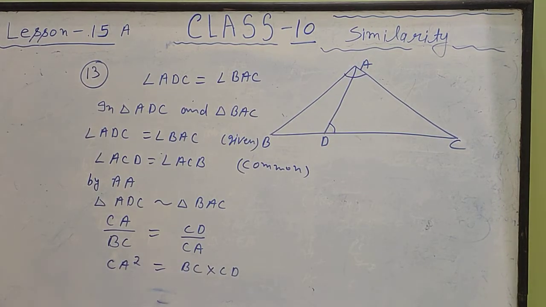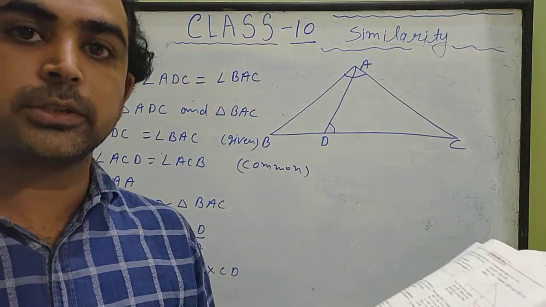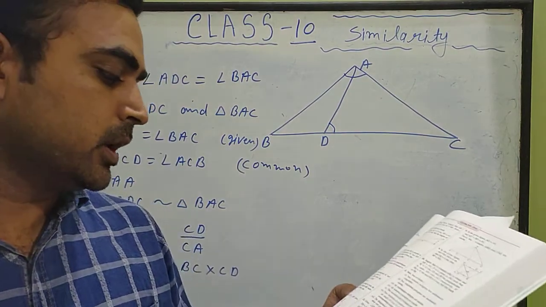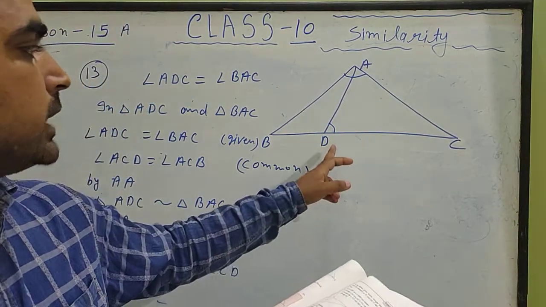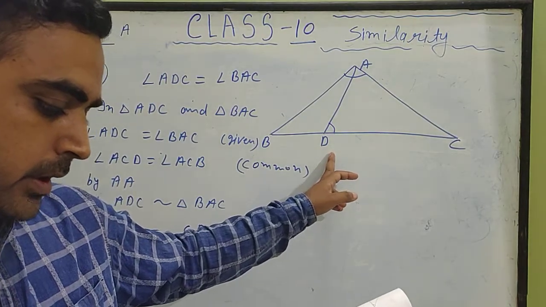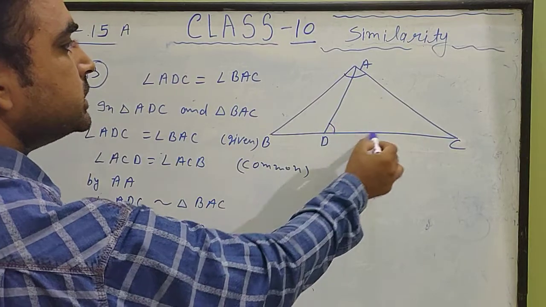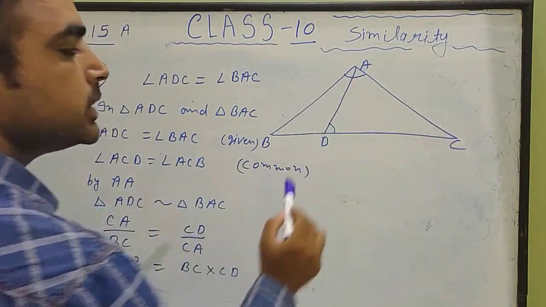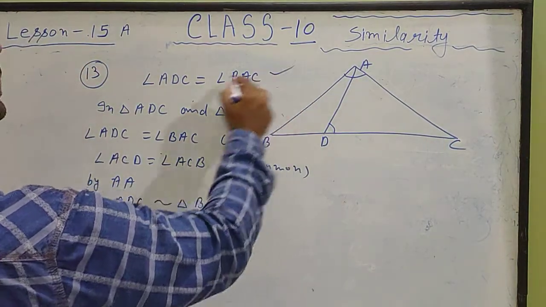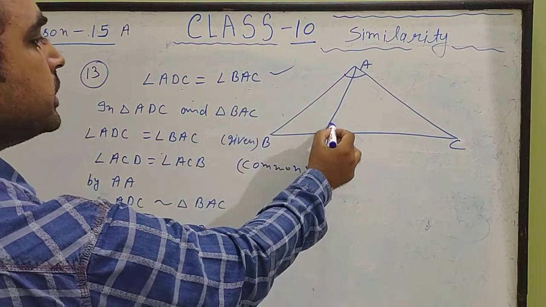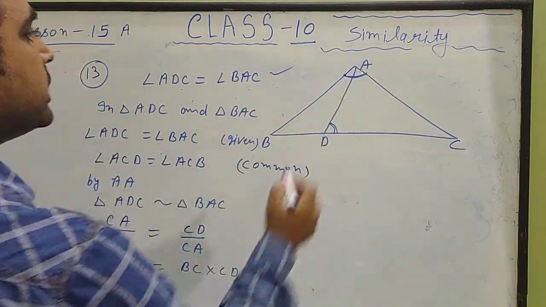Okay, now we solve question number 13. This question is very important. D is a point on the side BC, and it is given that angle ADC is equal to angle BAC. It is given in the question: this angle is equal to this angle.